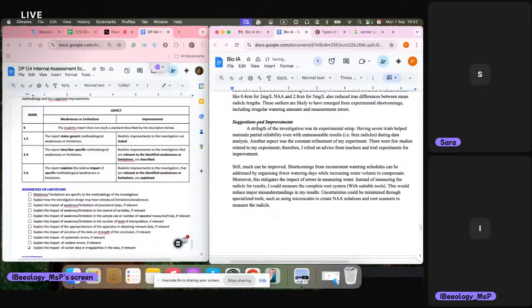Okay. So the good thing about this IA is that you didn't really manipulate much. You're actually using the data that you got. Okay. So you're not really rigging it in a way. So that's that.